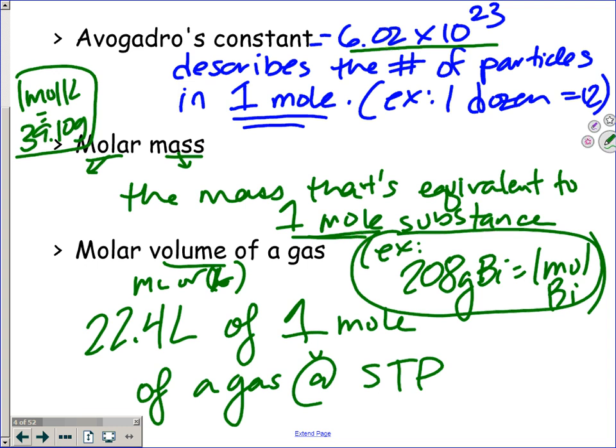What's up? Somebody's got their hand up. Evan? Okay, so 22.4 liters of 1 mole of the gas. Is that like every gas or just 1 gram? Every gas at STP, which you guys are going to know what that is tomorrow.